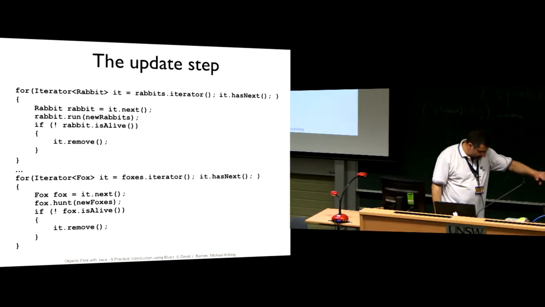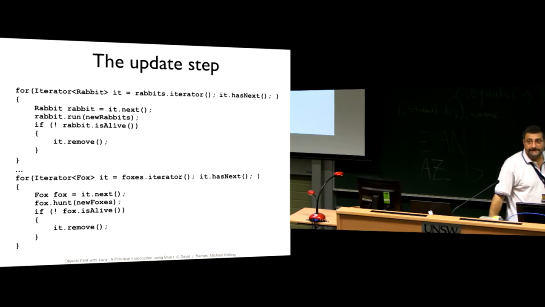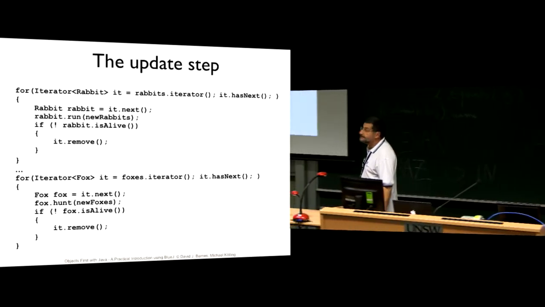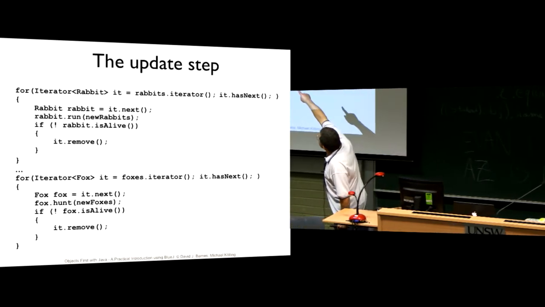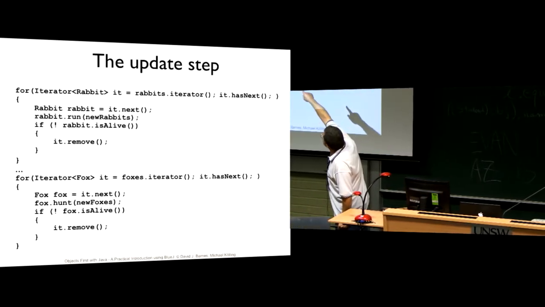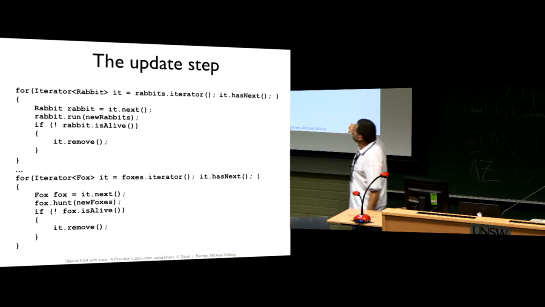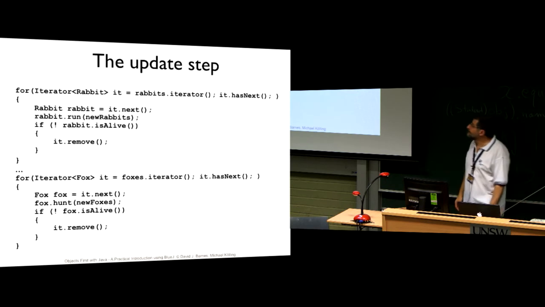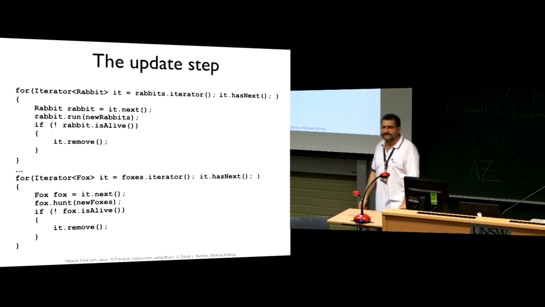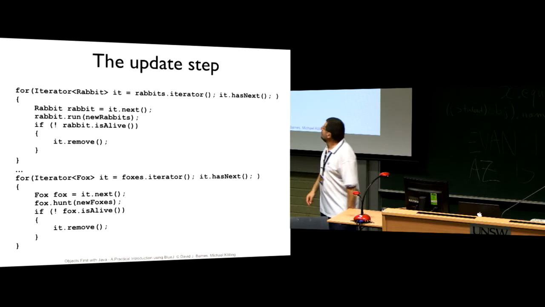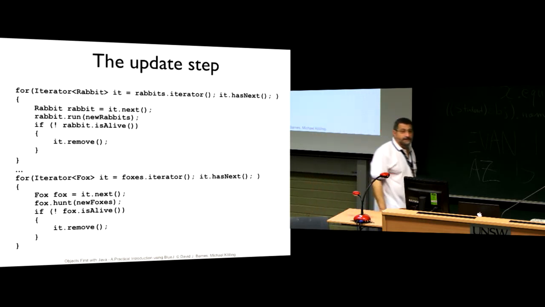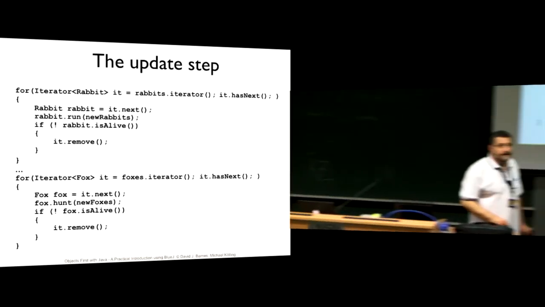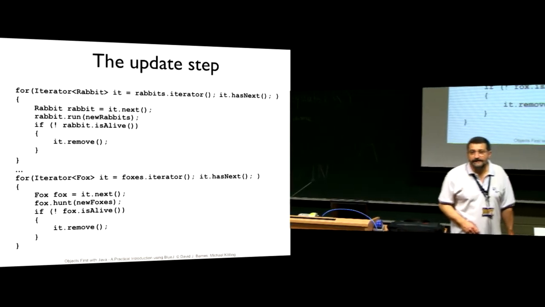So now let's have a look again at how we might abstract some common stuff. Here is the, when we want to do an update, we have one loop that says, let's iterate through the list of rabbits. So remember what the iterator is? What does an iterator do for us? Anybody?